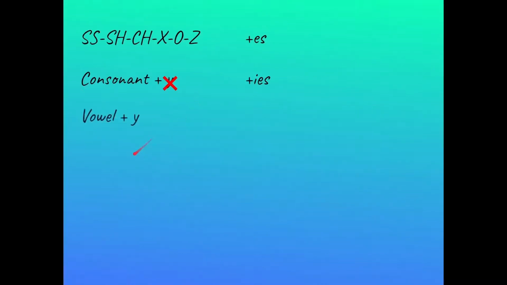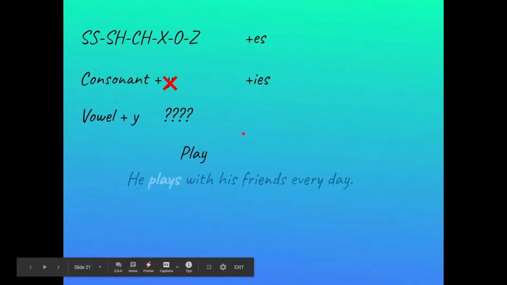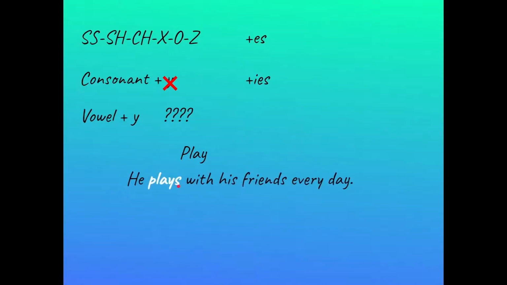What if I have a vowel plus Y? Let's take an example. Play. This verb ends in Y, but before the Y I have an A, which is a vowel. You know vowels? A, E, I, O, U. The 5 letters, these are the vowels in the English language. What am I going to do here? I'm not going to cross the Y. I'm just going to add an S. Simply and easily. He plays with his friends every day.